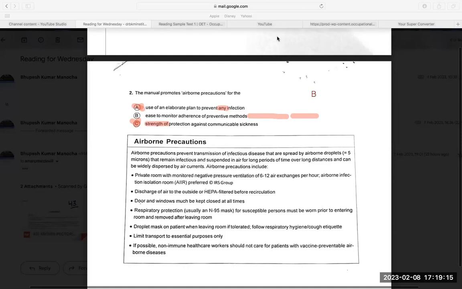I can easily adhere, which means I can easily comply that I have to use HEPA filters, I have to use negative pressure ventilation, I have to close my window. So it would be easy for me to adhere by following these steps. This is what option B is saying. Again, I would like to choose this as my answer. This is what I call the elimination method.